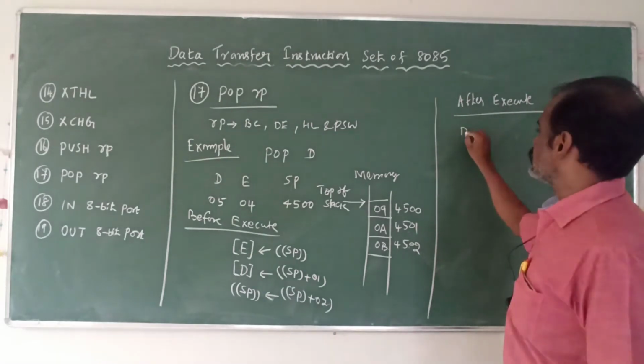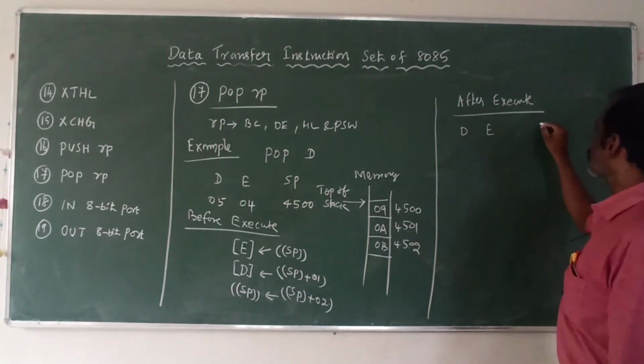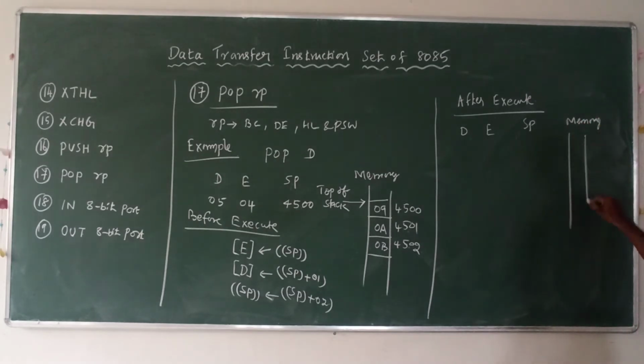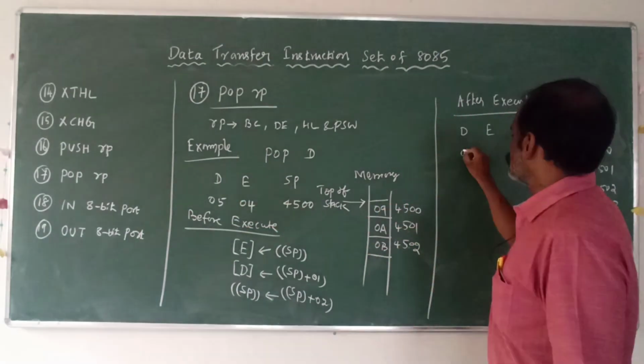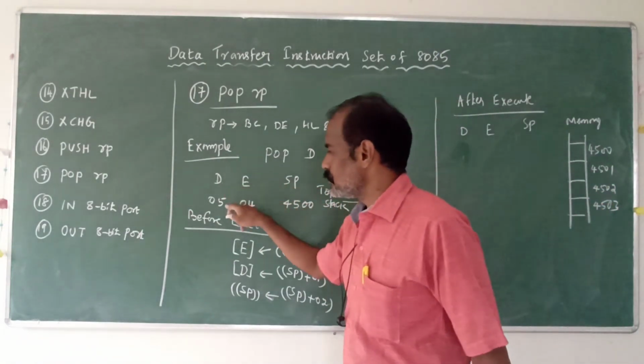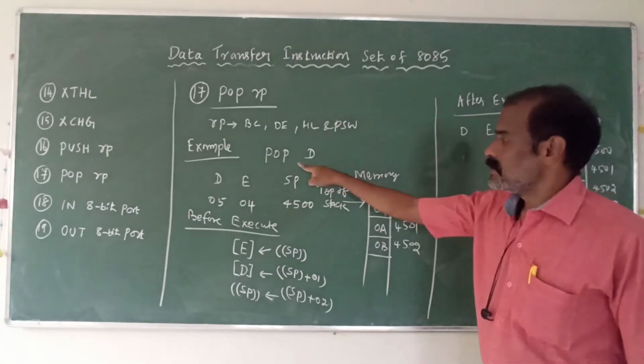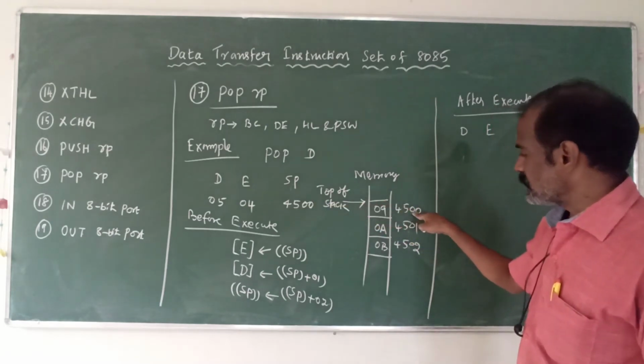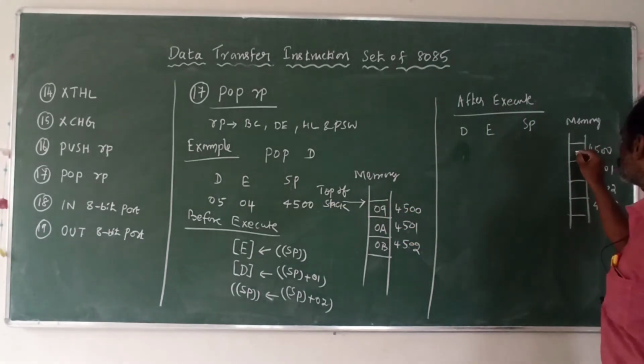Okay. This is for the D register and this is for the E register and this is for the stack pointer and this is for memory. Here memory addresses 4500, 4501, 4502 and 4503. In the D register it is 05 before executing this instruction. After executing POP D, the stack pointer address is 4500, and that address location holds 09, and this is 08 and this is 0B.